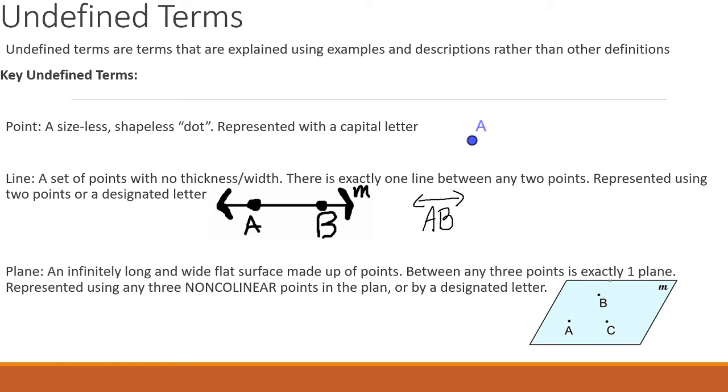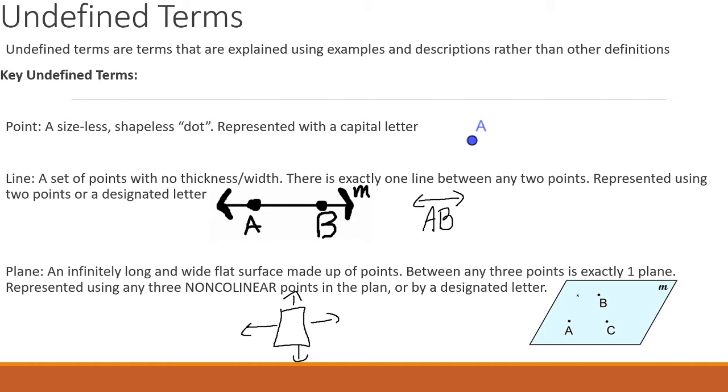A plane is basically an infinitely long and wide flat surface that's made up of points, as it says there. So basically a plane is like a slice of space. If you take a piece of paper and you imagine it going on forever in all directions. So here's my piece of paper. Imagine it going on forever this way, on forever that way, on forever this way, and on forever that way. And that's what a plane is. So it's a slice of space, or basically like a two-dimensional line, so to speak. It's a line that goes left and right and up and down, or front and back and side to side. That's what a plane is.